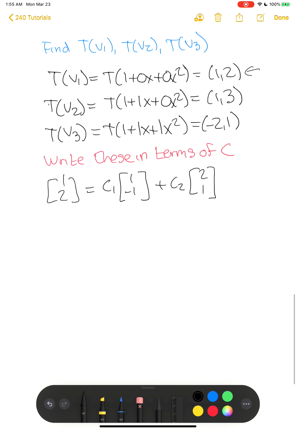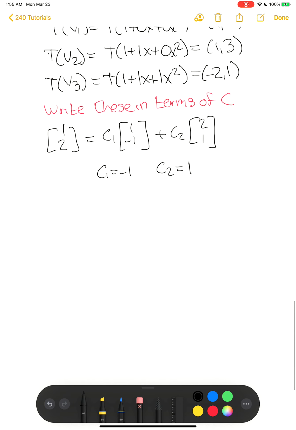And so at this point, you're working with a 2 by 2 case. You have a couple of options. You can actually just eyeball it. In this case, if you see that C1 is negative 1 and C2 is positive 1, I believe you get an answer here. So then that tells me that T of V1 with respect to C is equal to 1, 2 with respect to C, which we just found to be negative 1, 1.